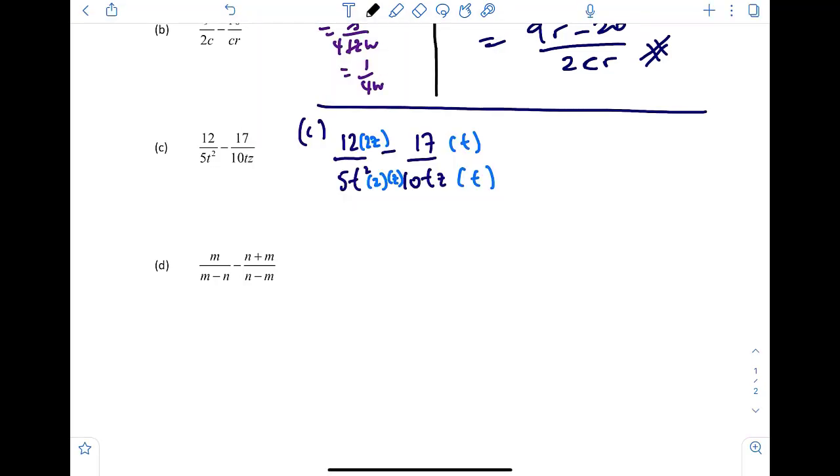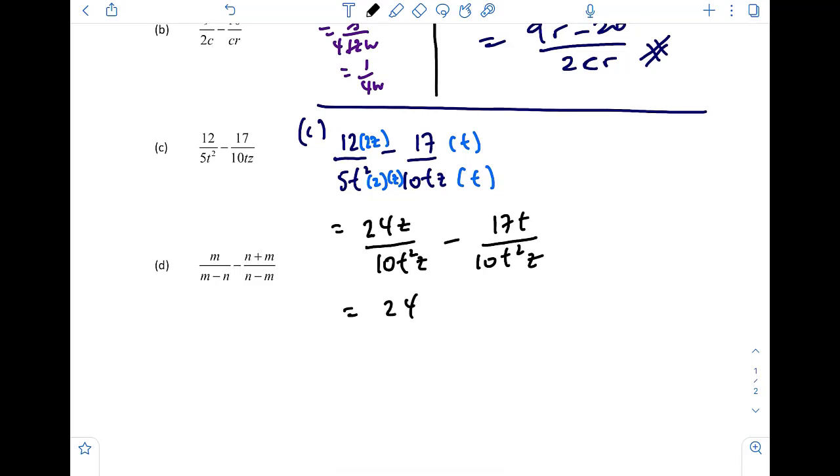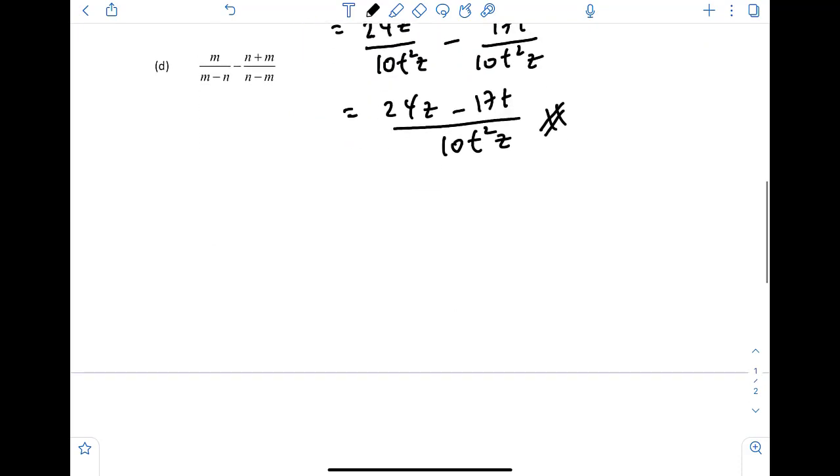So what's happening now? You will have 12 times 2z, that will be 24z over 5 times 2 is 10, 10t squared z, minus 17t over 10t squared z. Denominator is now the same, 24z minus 17t over 10t squared z. Part C is done. Now for part D.